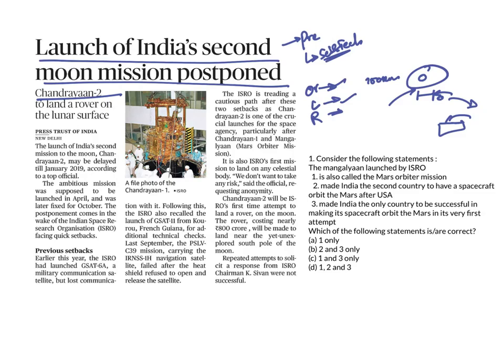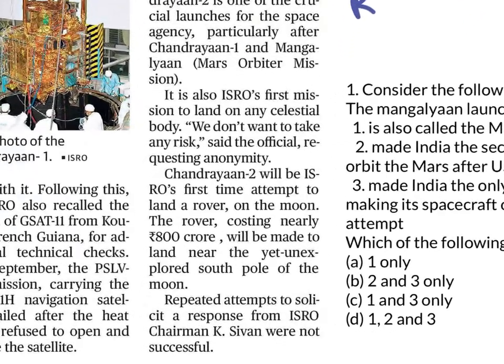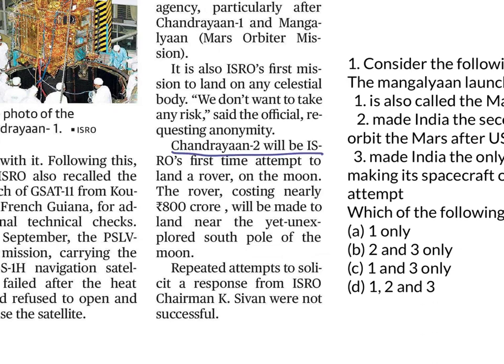But from the prelims perspective, we should see this information: Chandrayaan-2 will be ISRO's first attempt to land a rover. Means in Chandrayaan-1 you didn't have a rover; in Chandrayaan-2 they are adding the rover. And the second point is that it will land near the unexplored south pole of the moon. Up to now many missions went to the moon, but Chandrayaan-2 is going to the unexplored south pole. So these two statements are helpful for your prelims.